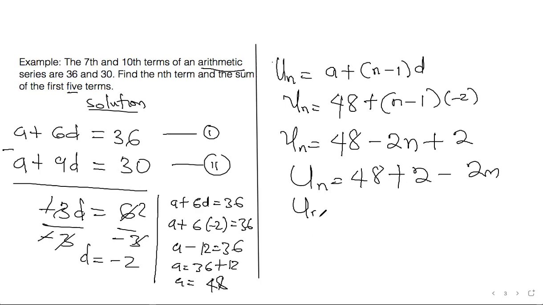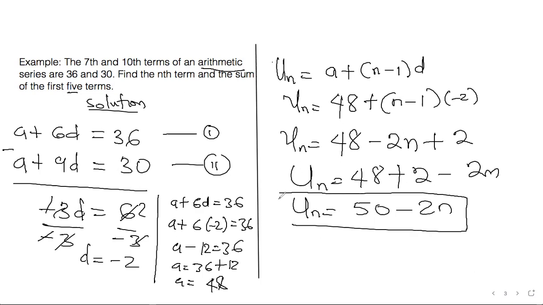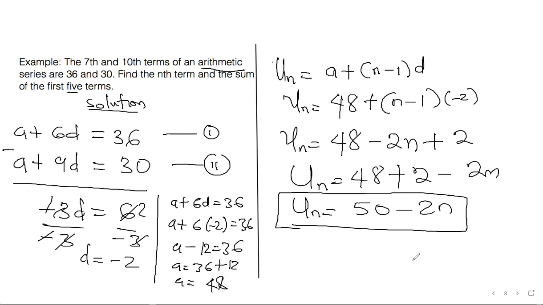So Un will be 50 minus 2n. This is the equation for the nth term. Then we have to find the sum of the first 5 terms.